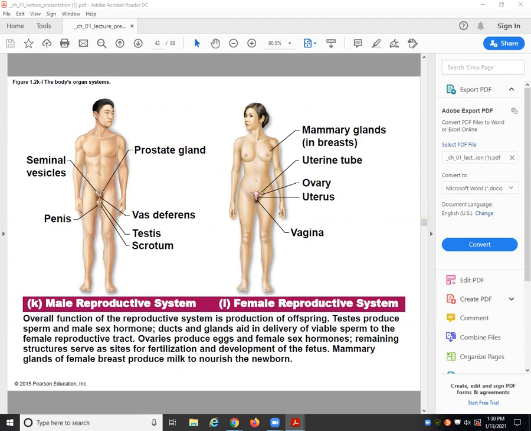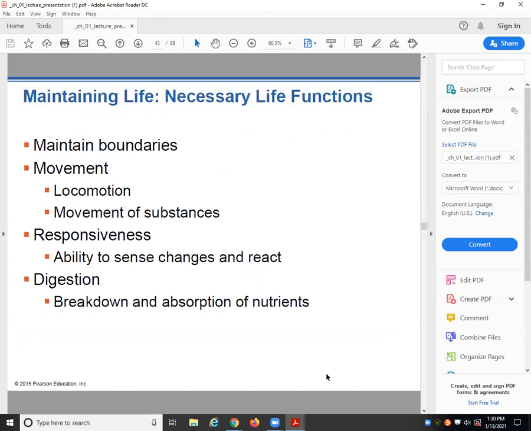All right. Transitioning to a new topic: maintaining life, the necessary life functions. In order to maintain life, you have to be able to maintain boundaries between inside and outside, whether that's inside and outside of a cell, an organ, or an organism. You have to be able to move in some way, whether it's inside or outside of the organism.